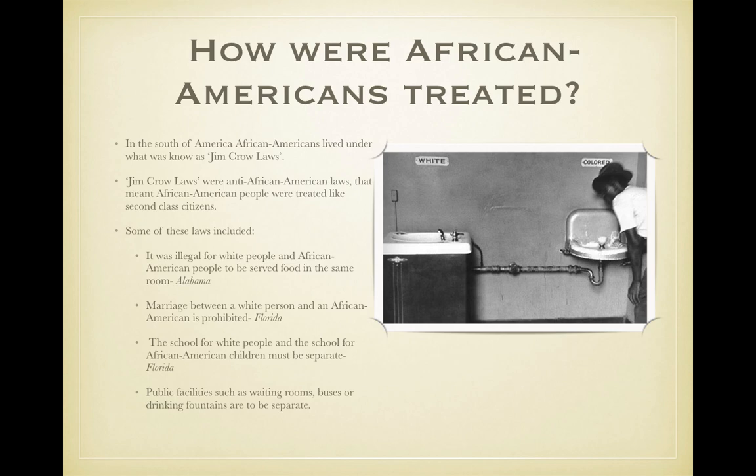The schools for white people and the schools for African American children must be separate. So they weren't allowed to go to the same schools, and often white schools were the ones that were funded more, given more money, and had more access to books and things like that. Public facilities such as waiting rooms, buses or drinking fountains were to be separate. And often on buses, for example, there were certain areas where African Americans had to sit.